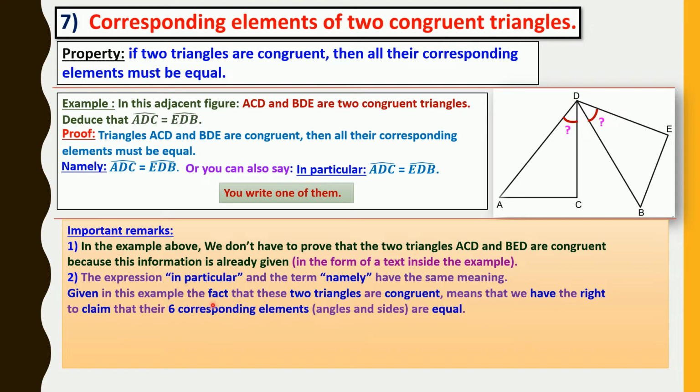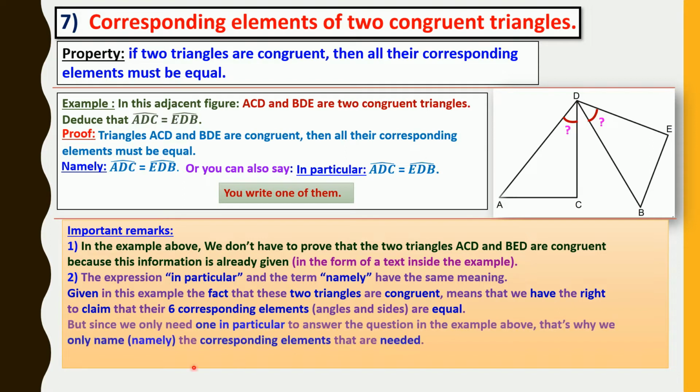Given in this example, the fact that these two triangles are congruent means that you have the right to claim that their 6 corresponding elements, angles, and sides are equal. But since we only need one in particular to answer the question in the example above, that's why we only name, namely, the corresponding elements that are needed. No need to name the other 5 elements. We only named ADC equals EDB in the example above.